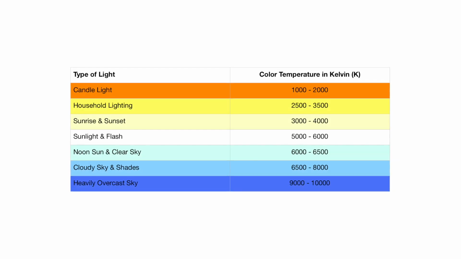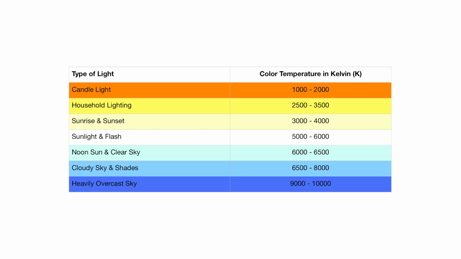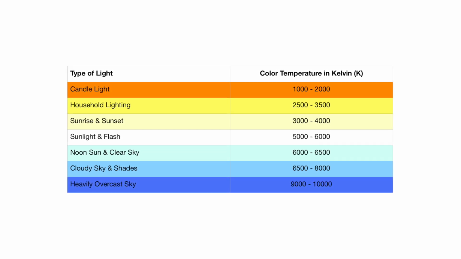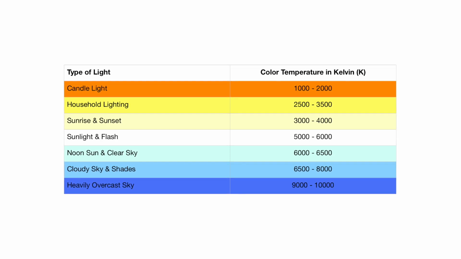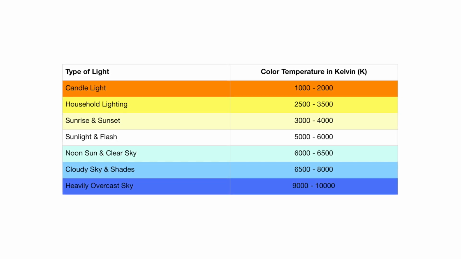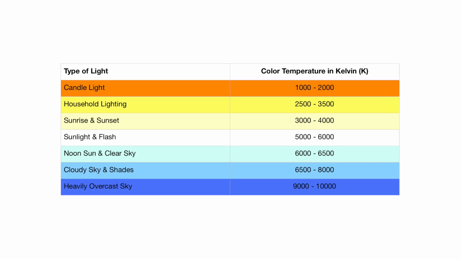This table represents the approximate color temperatures in Kelvin for different light sources. In most cases, these values are more than adequate to get the right white balance straight off the table. However, some tweaking might be necessary, especially in mixed lighting environments.